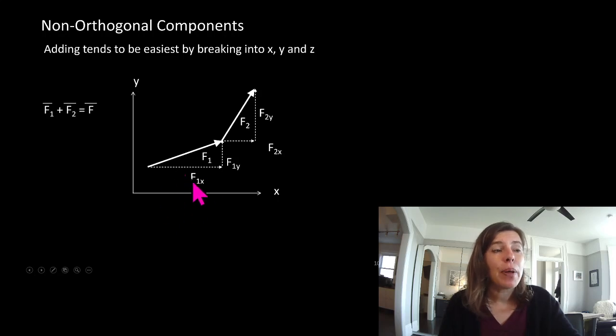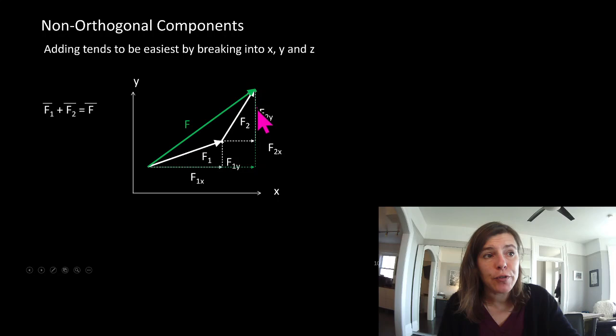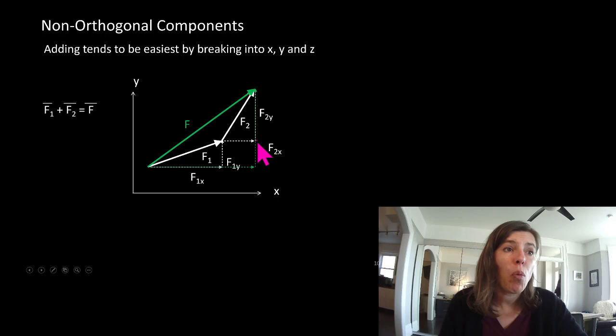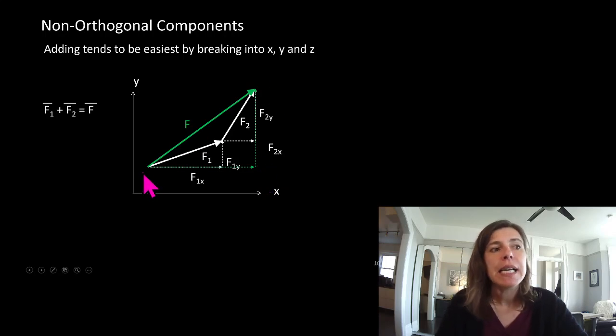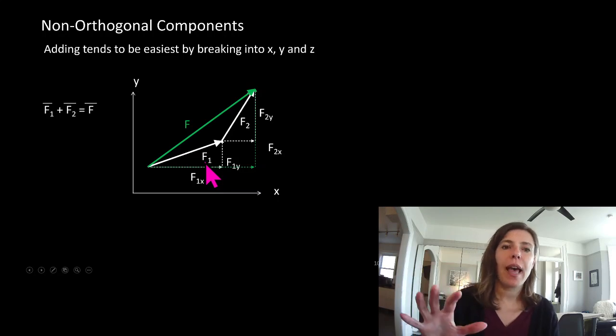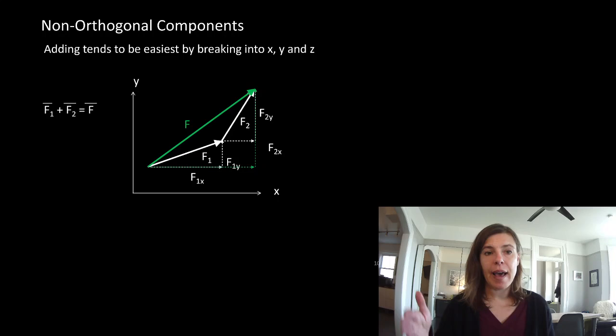So if we add up F1x and F2x, so look here, F1x, and that component there is F2x. This component here is F1y, and this component here is F2y. We've got our total FX and our total FY. It's still the same total value. But now, if we break F1 into x and y, we break F2 into x and y, we can add up all our x's, we can add up all our y's, and then we can mathematically calculate the total value.